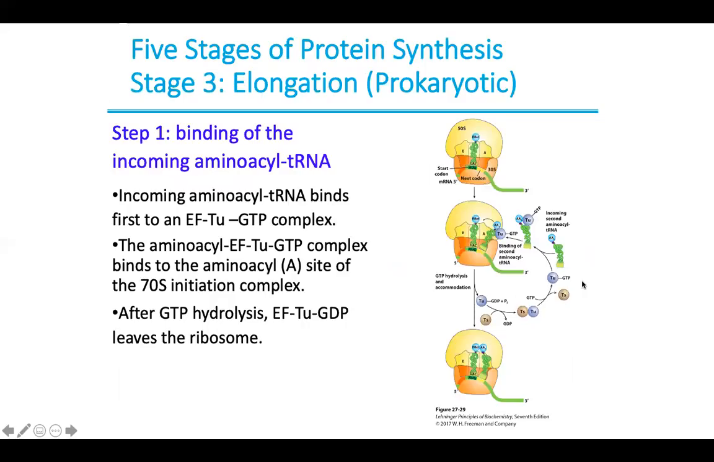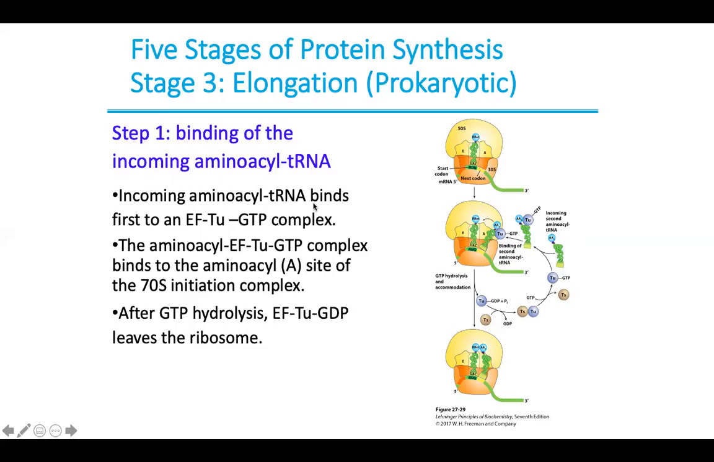The next is the elongation step for prokaryotes. Now, I will only be focusing on how protein synthesis occurs in prokaryotes. In prokaryotic and eukaryotic protein synthesis, the concept is the same, but the enzymes and proteins involved are very complicated in eukaryotes. The first step in elongation in prokaryotes is the binding of the incoming aminoacyl tRNA.